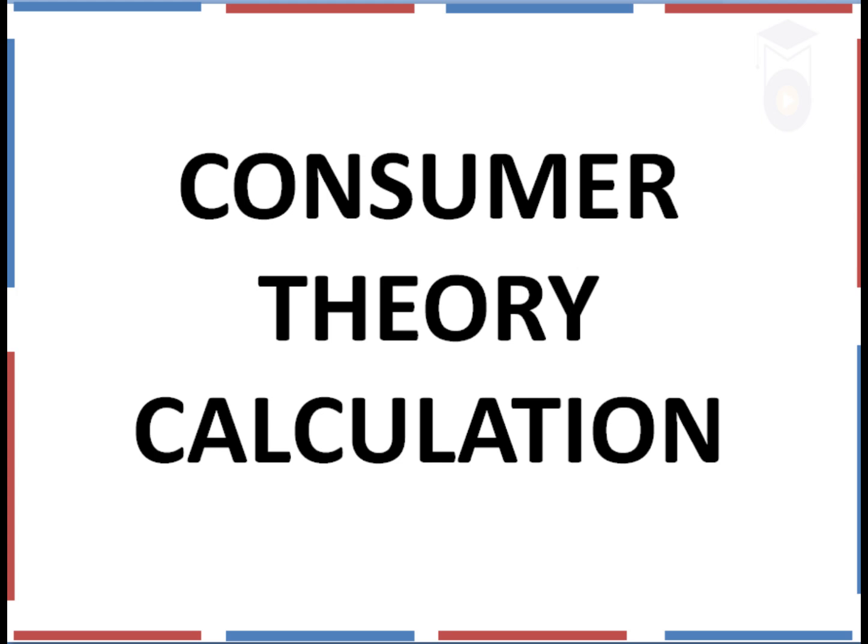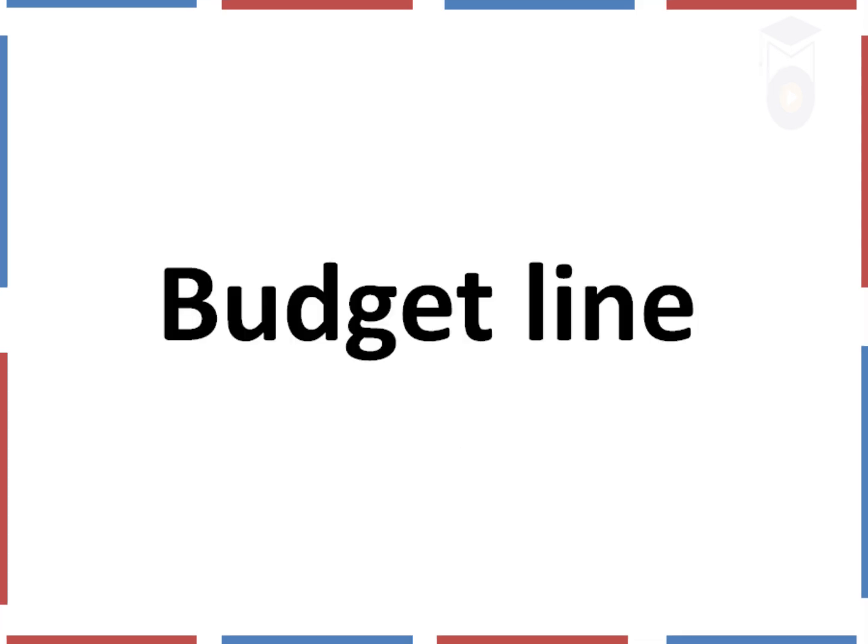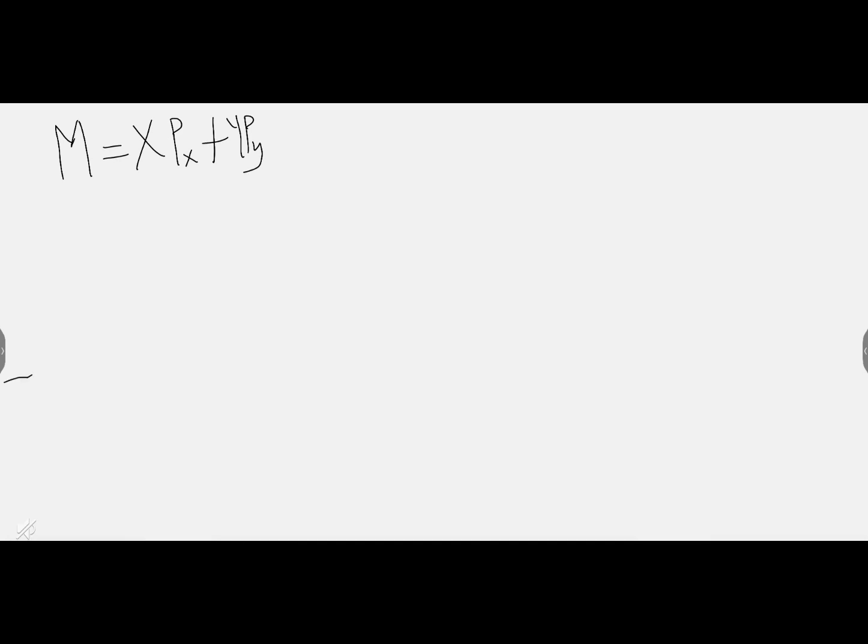That was just to explain the slope of the indifference curve, the marginal rate of substitution and all. So now we'll be looking at the budget line. This is the equation of the budget line. That's M is equal to xPx plus yPy. M here represents income, x is a good, Px is the price of good x, y is a good, Py is the price of good y.